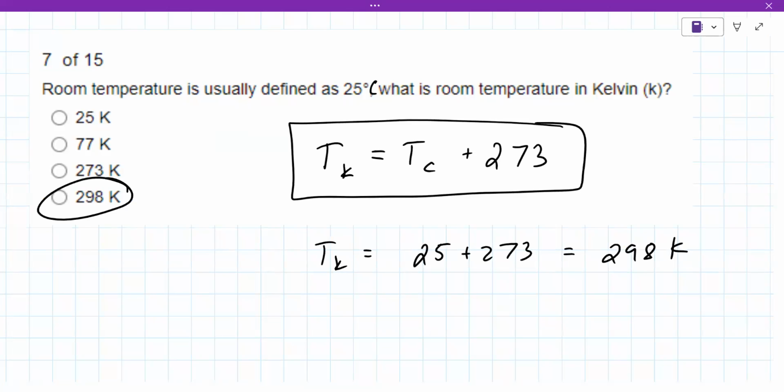Let's see if I can find a slightly better one of those. Nope.